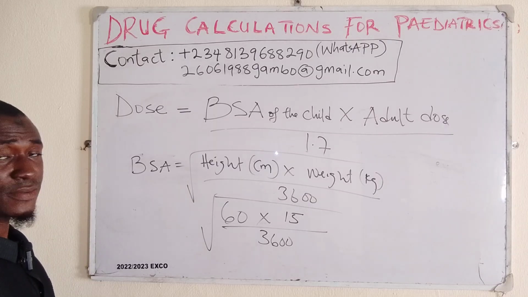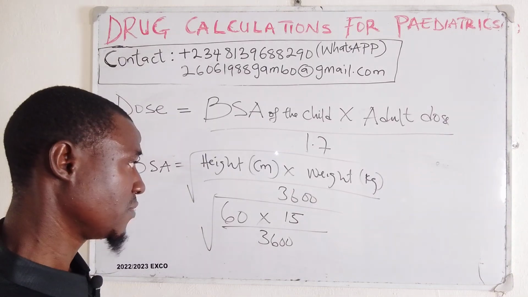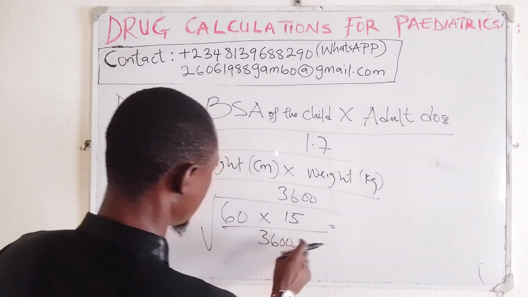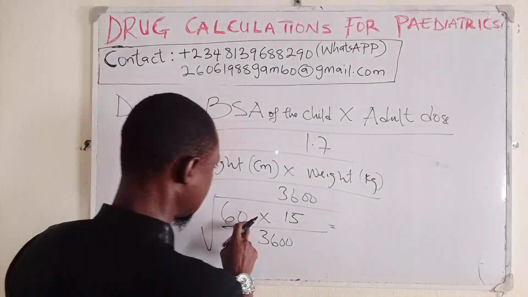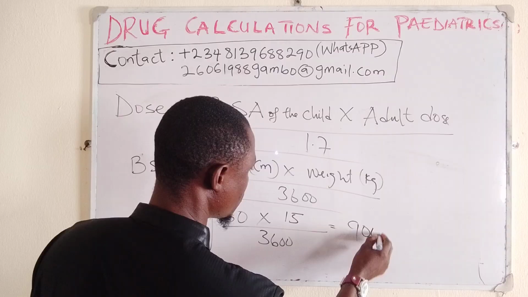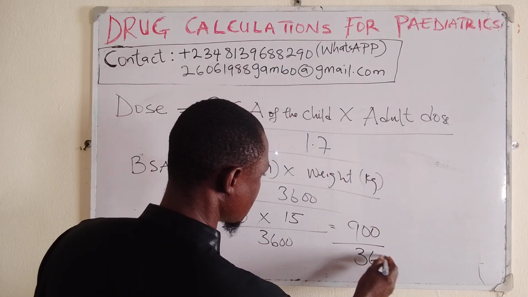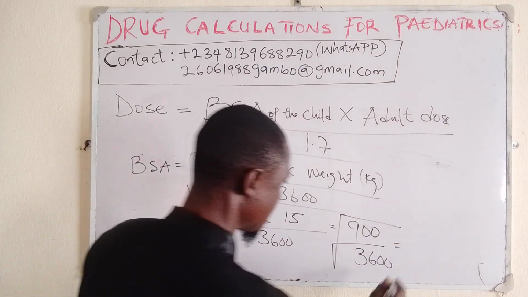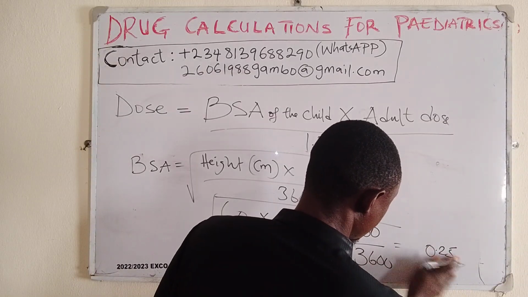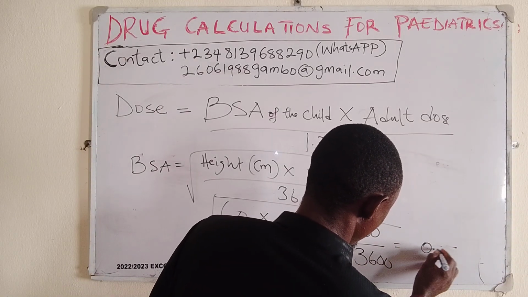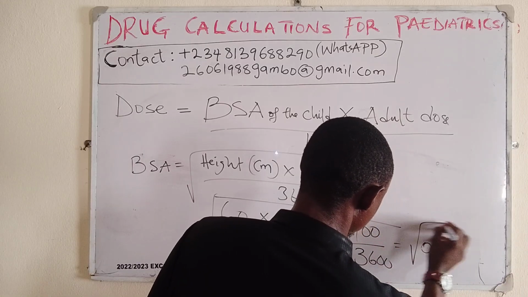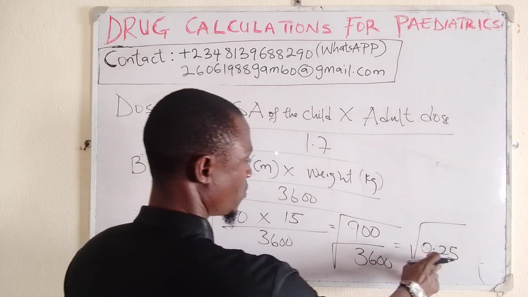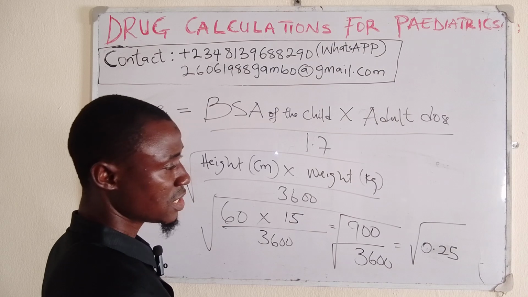So this is what we have substituted into the first Mosteller equation. Let's continue with the calculation. Now 60 multiplied by 15 will give us 900 over 3,600, all squared. That is 900 divided by 3,600, which will give us 0.25. Of course, our square root still continues until we are done with it.